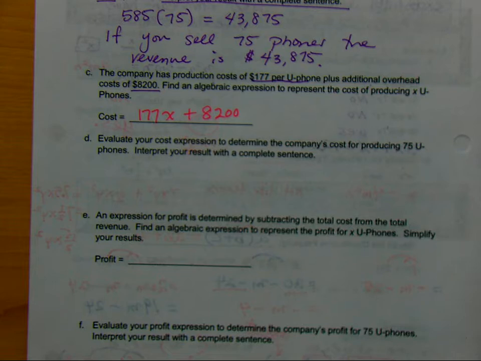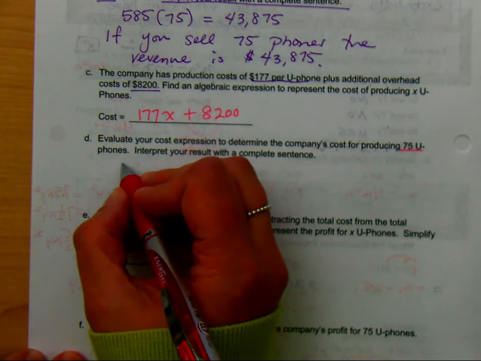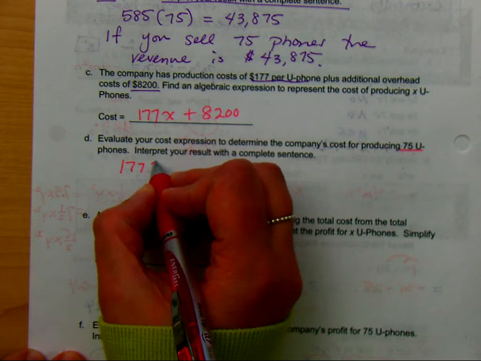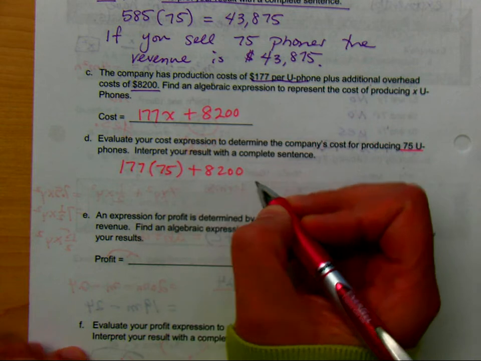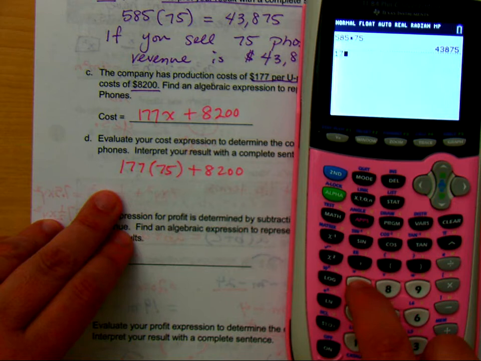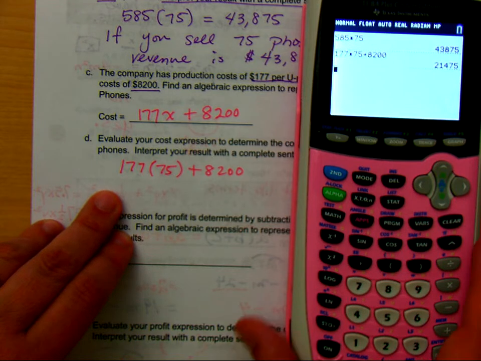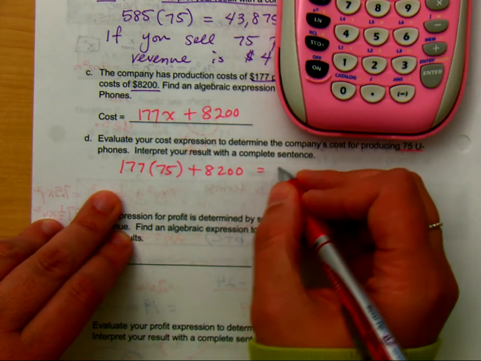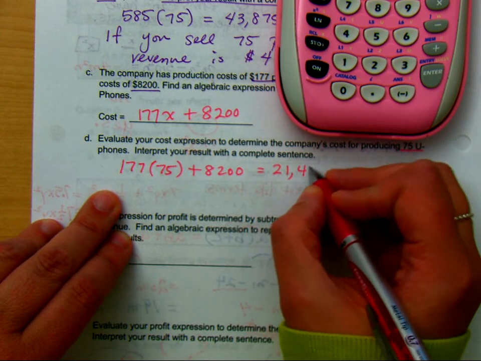Evaluate the cost expression to determine the company's cost for producing 75 U-phones. So how would I do this? Take the 177 times the 75, and then we would add 8,200. I'm going to do that on my calculator to make it a little easier for myself. I don't know my 177 times tables by heart, or even my 75 actually, plus 8,200 equals, luckily the cost for producing this many U-phones was less than the revenue. Otherwise, what would happen to our business?